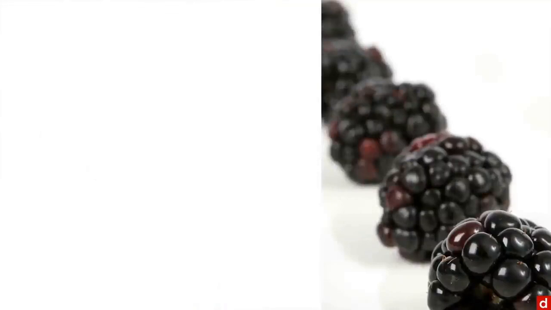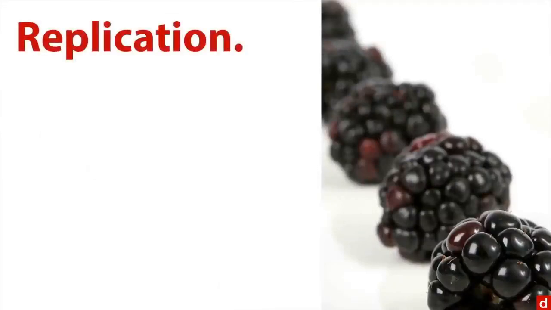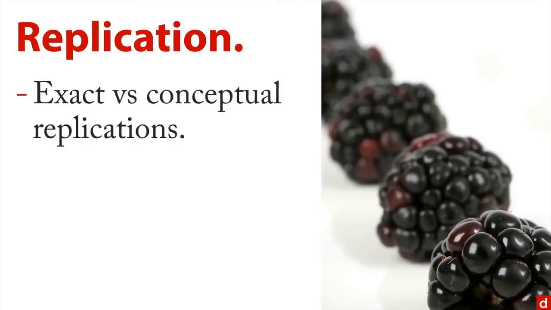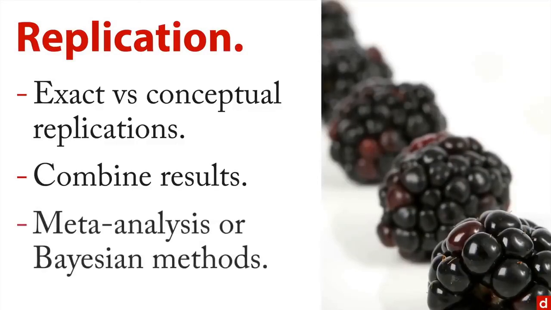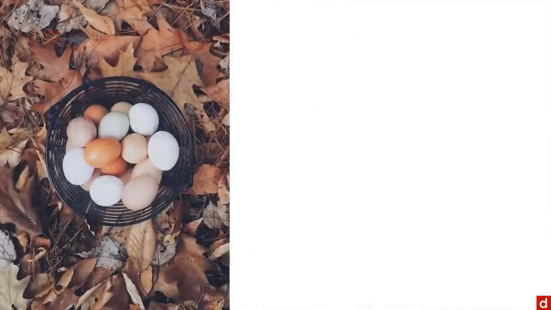Another way of finding out how well things are going to work is through replication. That is, do the study again. It's considered the gold standard in many different fields. The question is whether you need an exact replication or a conceptual one that is similar in certain respects. You can argue for both ways, but one thing you want to do when you do a replication is actually combine the results. And what's interesting is the first study can serve as the Bayesian prior probability for the second study. So you can actually use meta-analysis or Bayesian methods for combining the data from the two of them.